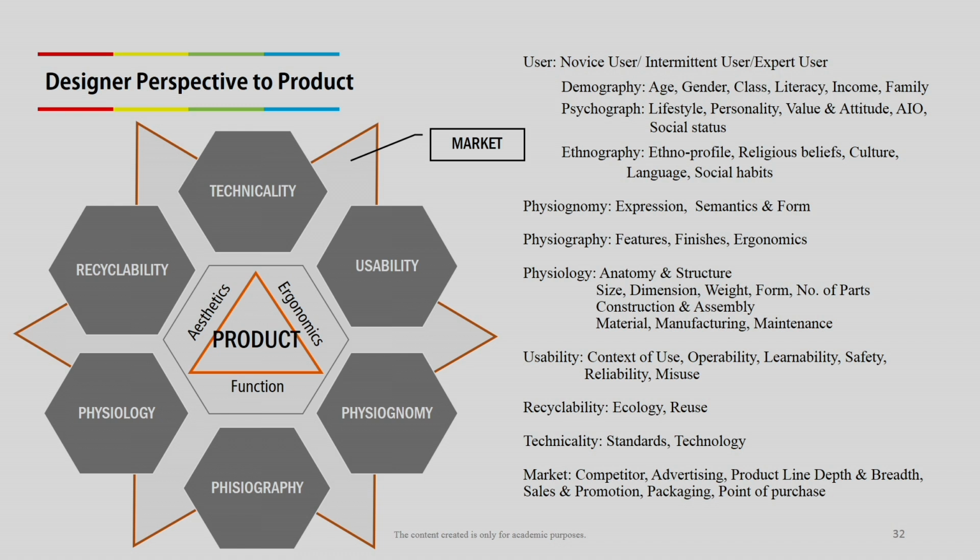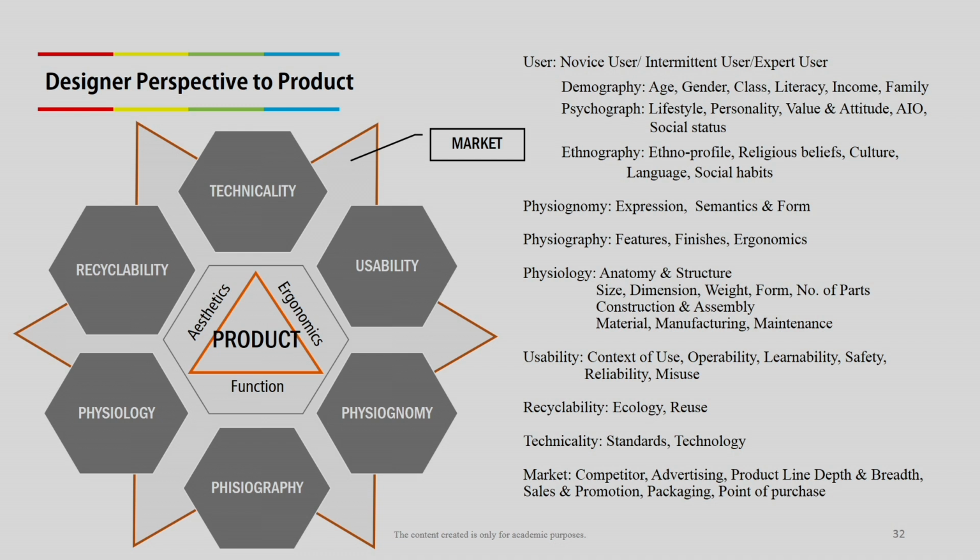The size, dimension, weight, number of parts, construction and assembly, material, manufacturing, maintenance. So, these will come under physiology. Under usability, the context of use, operability, learnability, safety, reliability and misuse have to be considered. The designer also should see recyclability, how it is affecting the environment and ecology, the reuse, and whether the material used in the product can be upcycled or downcycled.